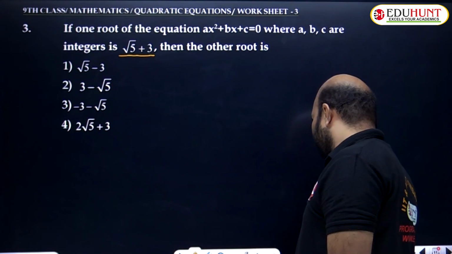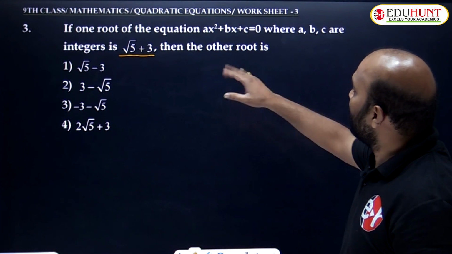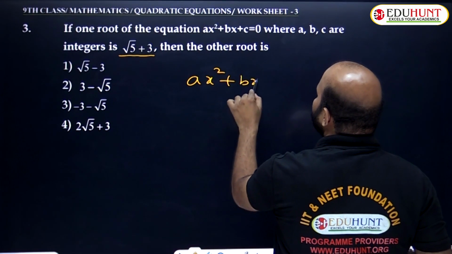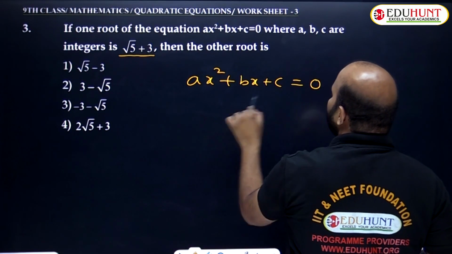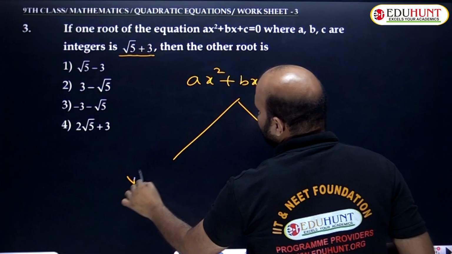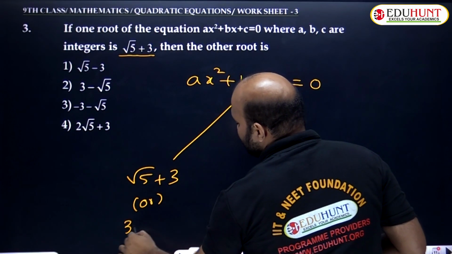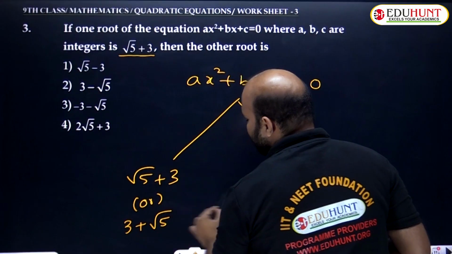So clearly we need to verify it. One of the roots is given for the quadratic equation ax square plus bx plus c equal to 0. What is the given root? Root 5 plus 3. Also it can be written as 3 plus root 5.